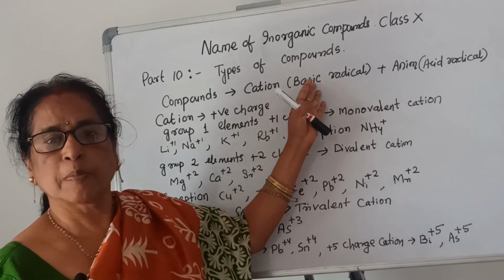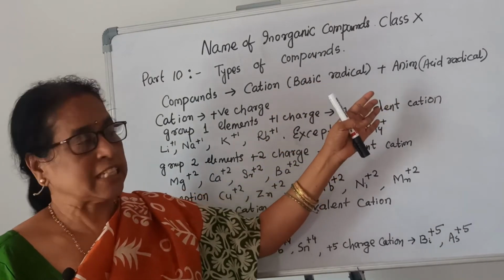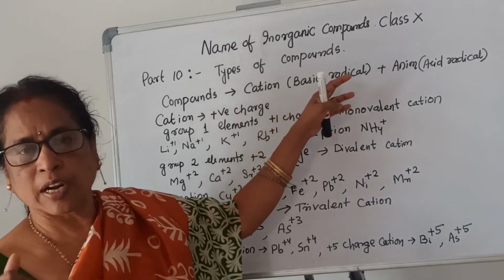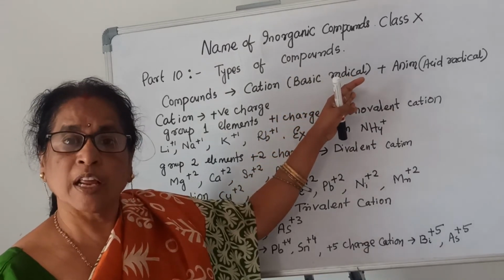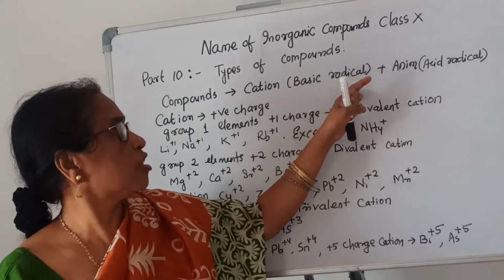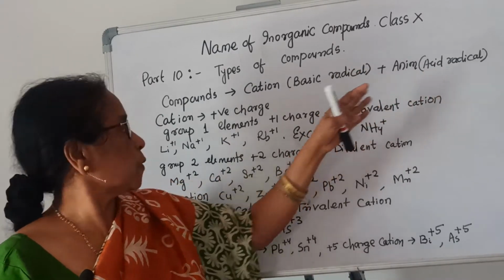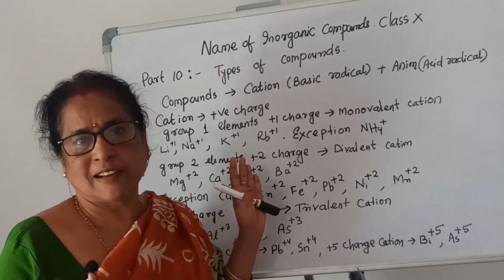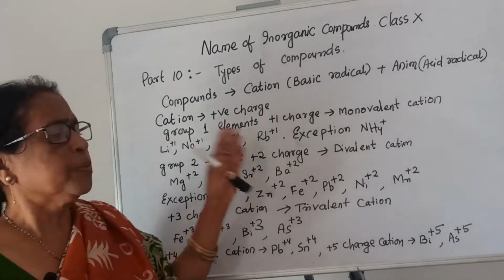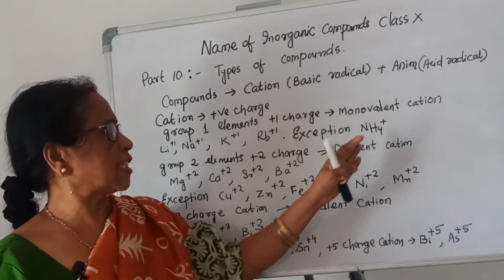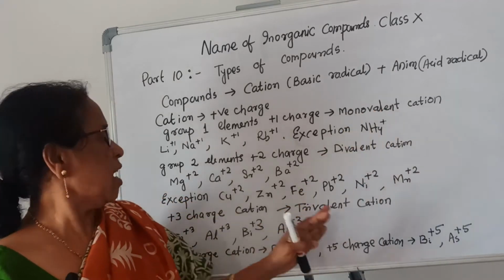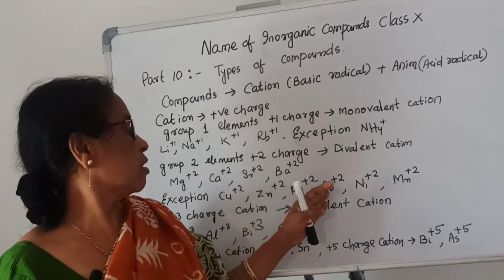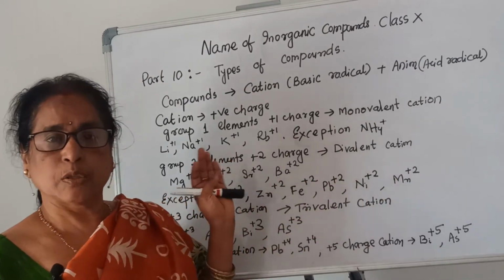Basic word comes from base, acid comes from acid, that is why this is a basic radical. Radical means one atom or a group of atoms having charge plus or minus. Cation is positive charge, and generally group 1 elements are regarded as plus 1 charge and group 2 elements as plus 2 charge. Exception: ammonium is plus 1, and copper, zinc, ferrous, lead, nickel, manganese show plus 2 charge.